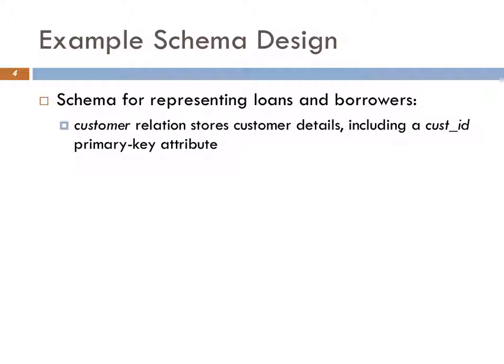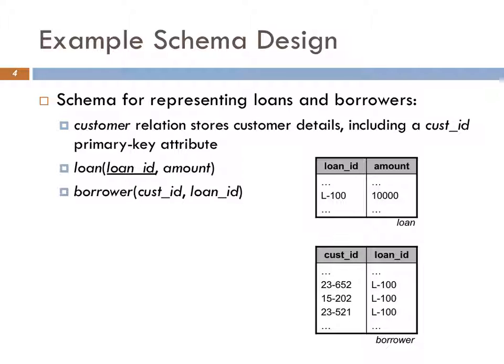Okay, we have some examples here to just show you the kinds of issues that you can run into. So customer, and like I say, our customer details, customer ID, primary key, because we don't want to use names. That would be lame. And then we have loan with loan ID and amount, and we have borrower that associates customer IDs and loan IDs.